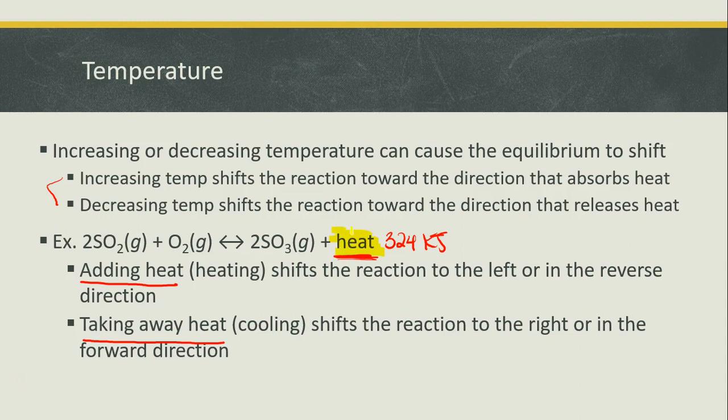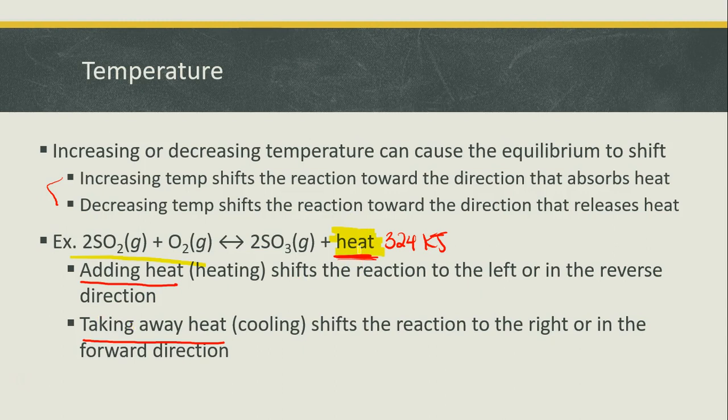If it's adding to the right, then it's going to want to do the opposite. Then it's going to head to the left. Why would that be? Because when it goes to the left, it uses the heat. If it goes to the right over here, it's just going to make more of it. We need to undo what we have done.